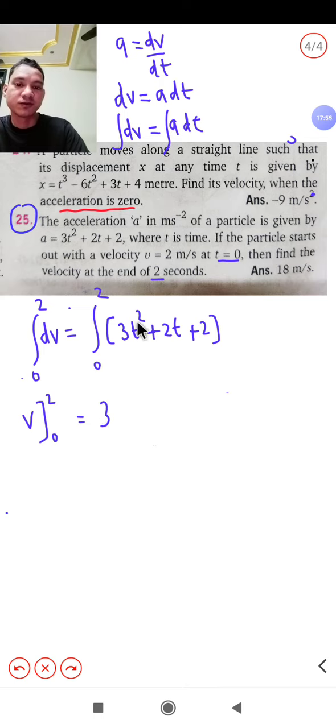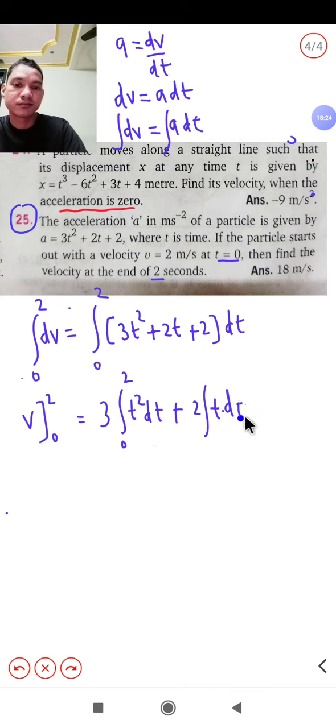Bring 3 out, it is a constant. Integrate t square. Let me bring 2 out. Oh sorry, my bad, I just made a mistake here. Who will write dt? Dt was there already. Dt plus 2 will come out and t is there. Integrate t. Then here 2 will come out and only dt will remain.